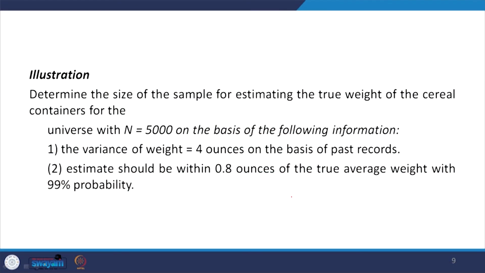Once we have defined the correct n when the finite population is there, we can solve many problems. Now how to determine the sample size? Let us take one example. How to determine the sample size for estimating the true value of the cereal containers for a universe with a population of 5000 on the basis of the following information. The variance of the weight is 4 ounce, and the estimate should be within 0.8 ounce of the true average weight with 99 percent probability. So what is given?